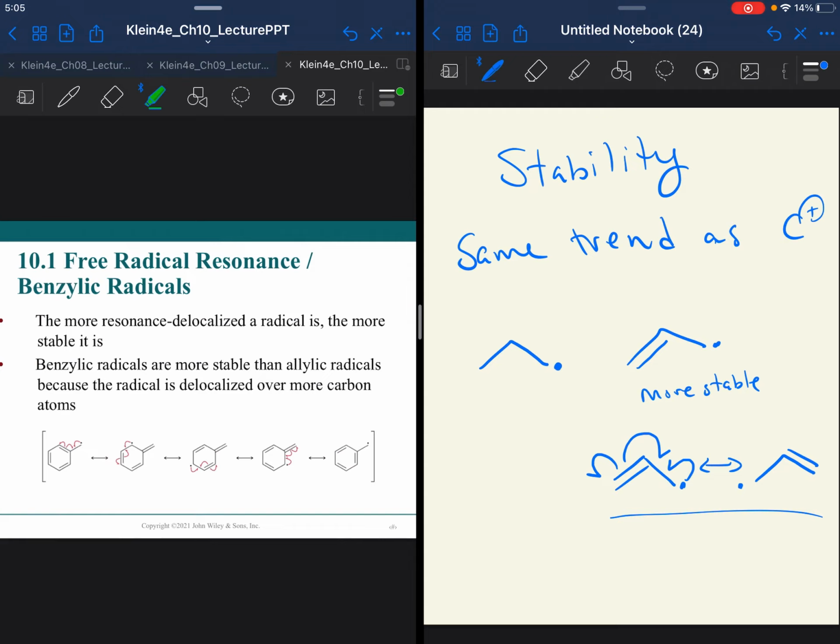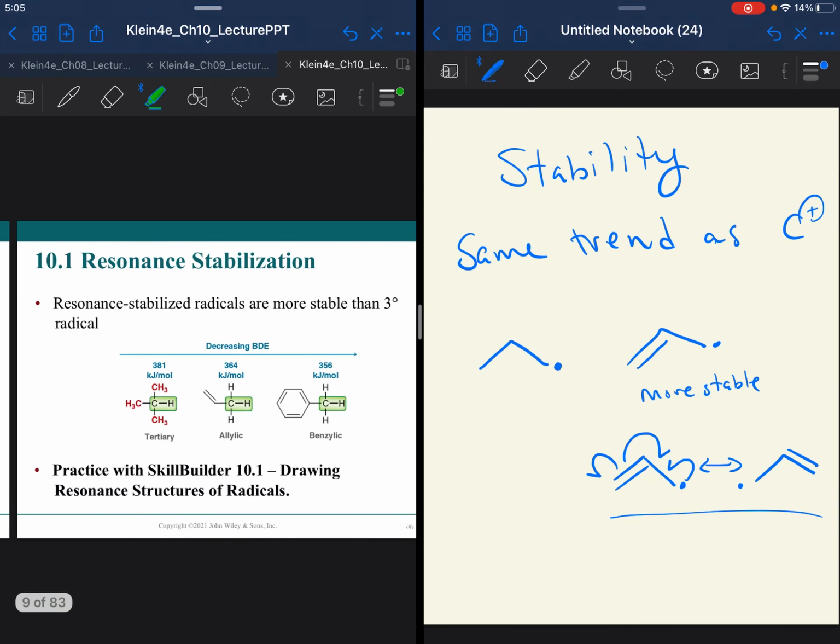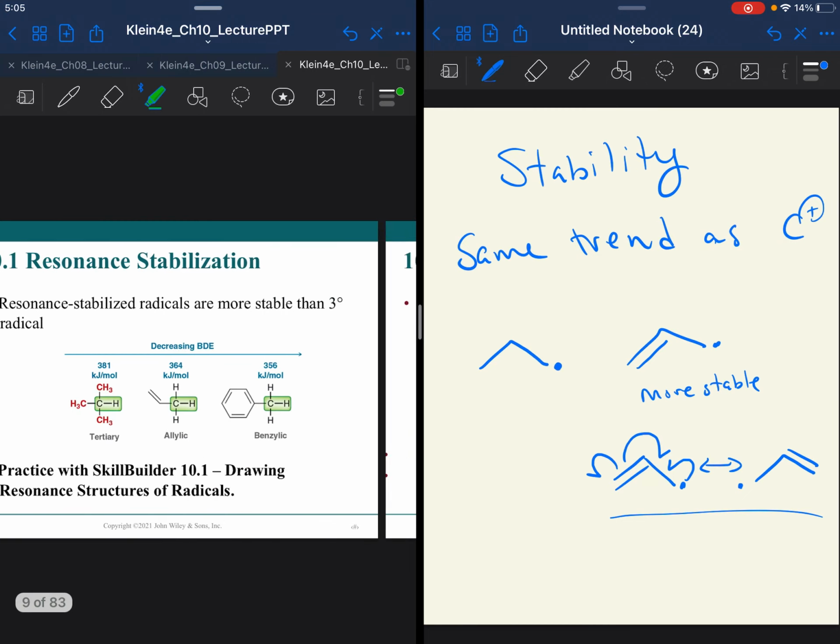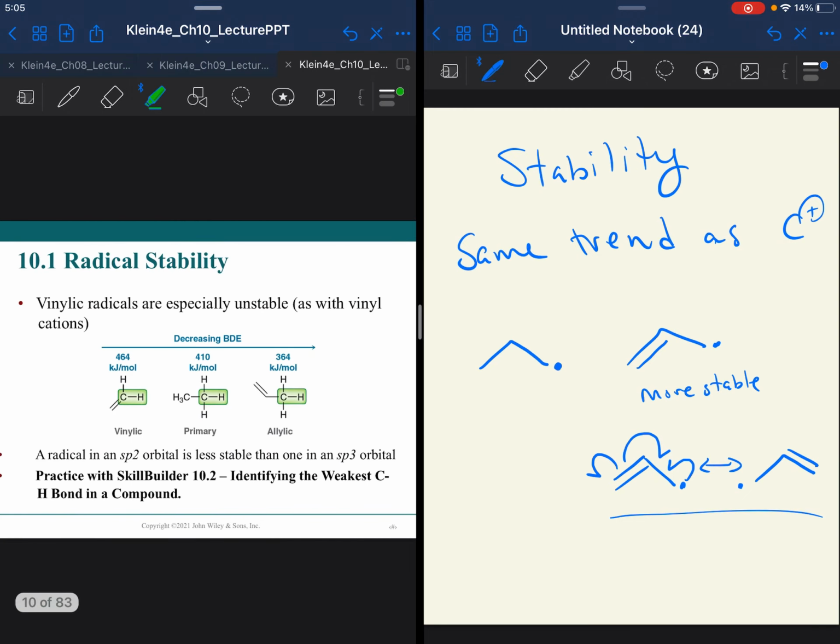Here's another look at why a benzylic radical, so a radical on the carbon next to a benzene ring, is actually quite stable because of resonance. And again, just some quantitative information there.